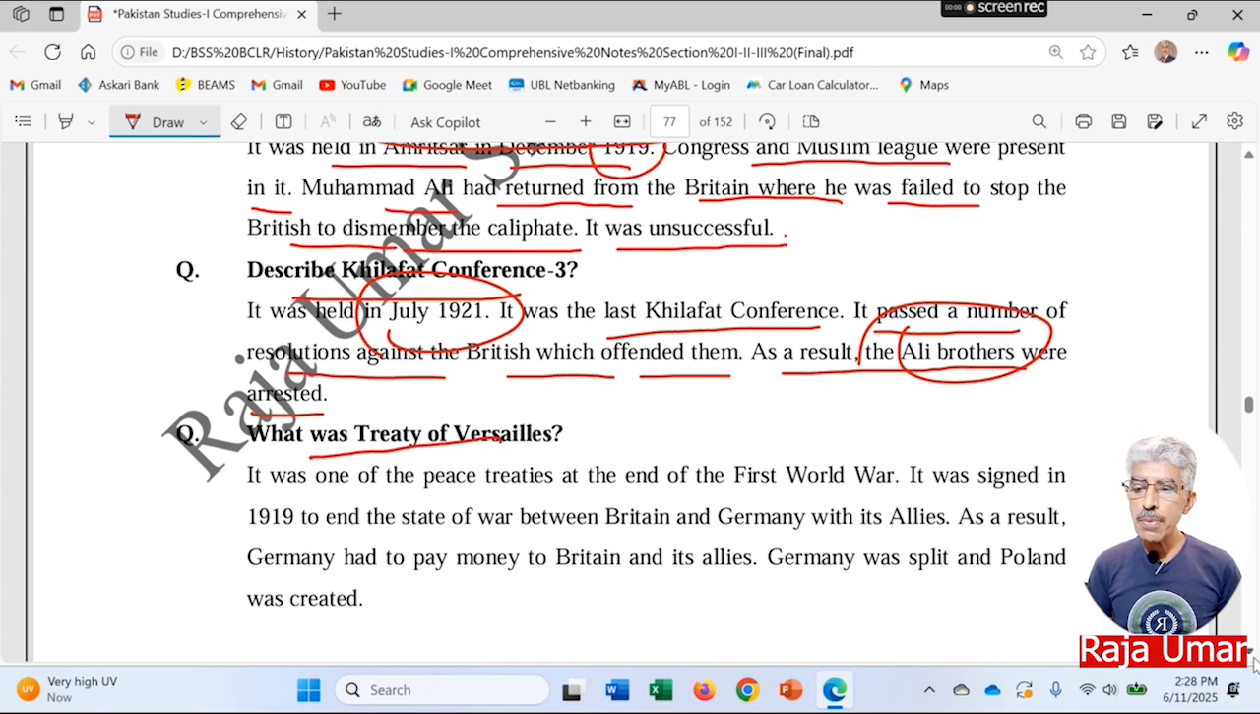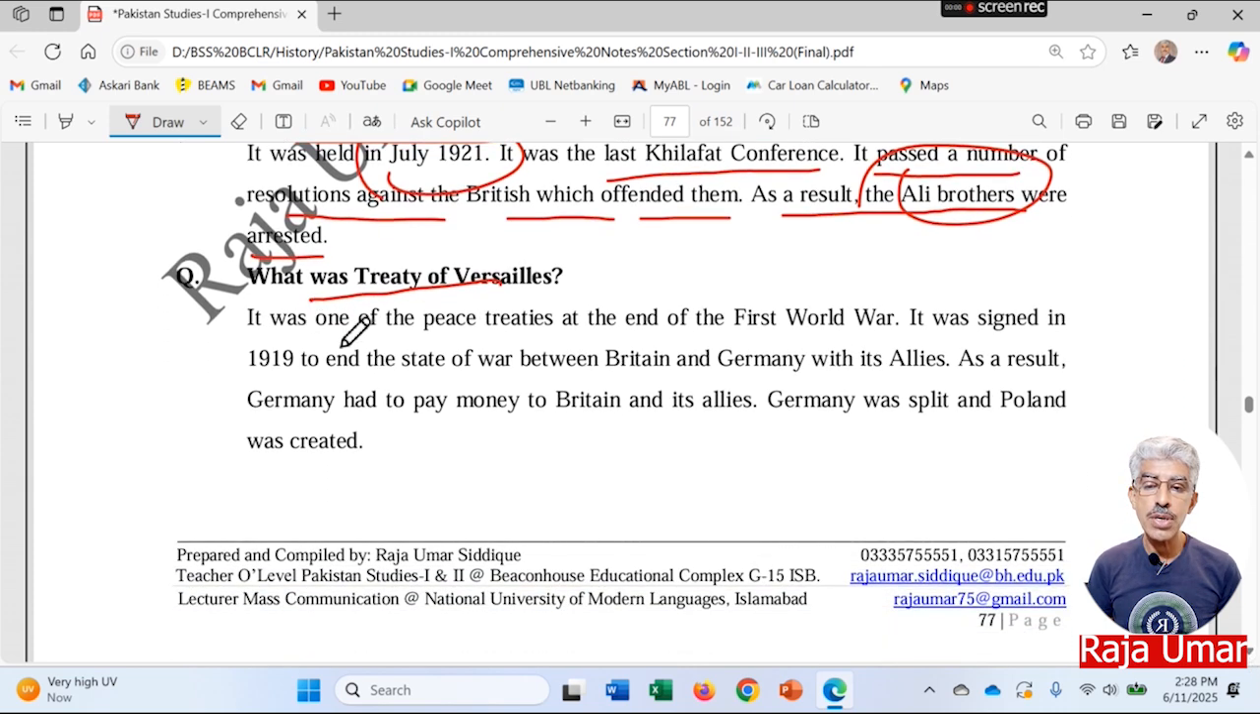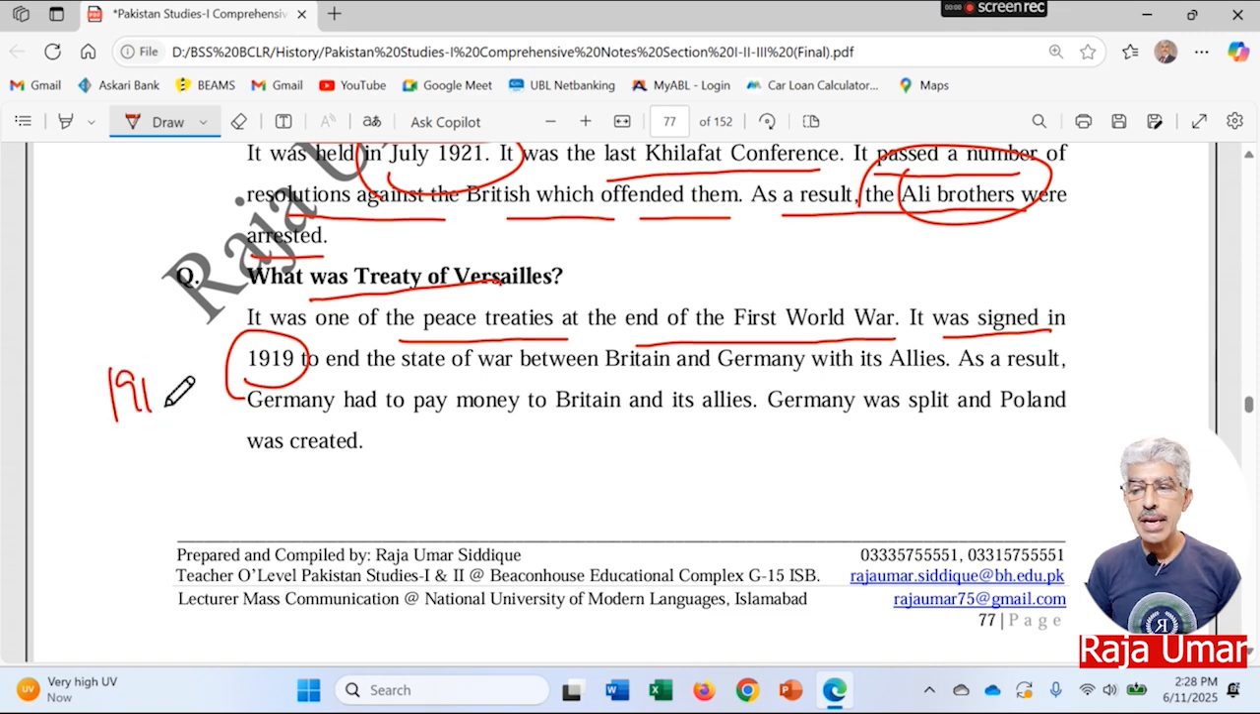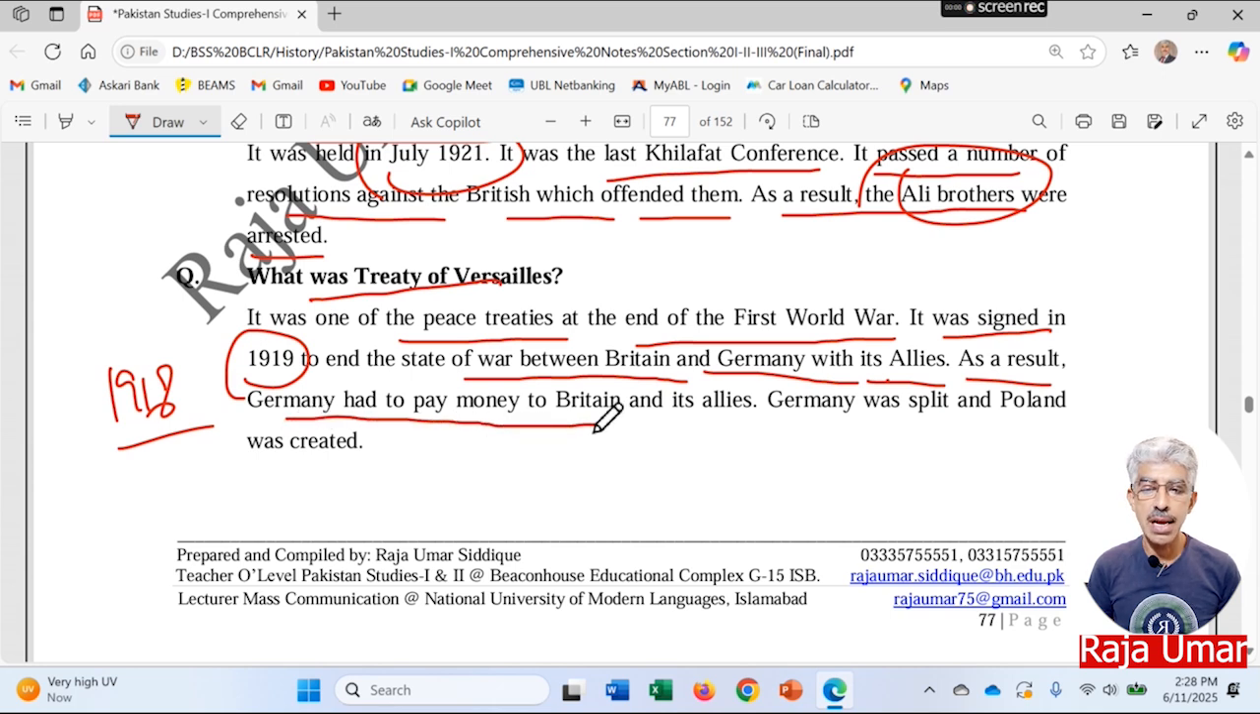What was the Treaty of Versailles? It was one of the peace treaties at the end of the First World War. It was signed in 1919 as World War I ended in 1918, to end the state of war between Britain and Germany with its allies. As a result, Germany had to pay money to Britain and its allies. Germany was split and Poland was created.